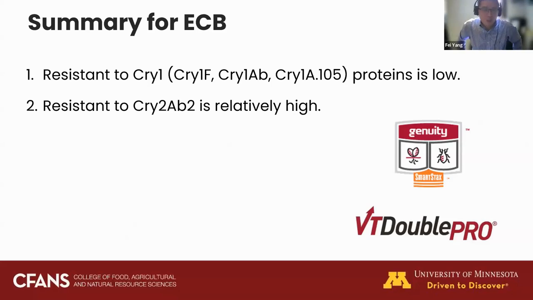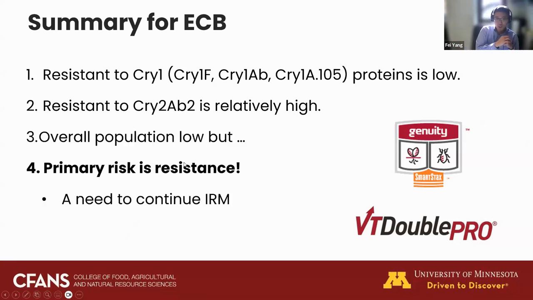So, to summarize the ECB study, we found resistance to Cry1 Bt protein is low. That means this technology is still effective for management of this pest, and the resistance to Cry2 is high. Right now we only have Cry1 technology in the market, or in the pyramided Bt corn hybrids. That means selection pressure is significantly high for these Cry1 Bt proteins, and they are at risk of resistance development. The overall population is low, but that doesn't mean we don't have any risk.